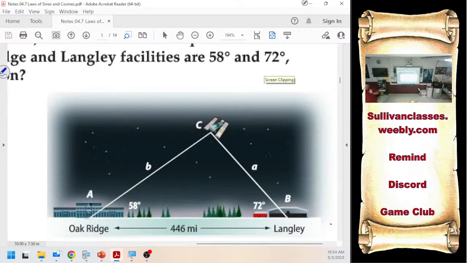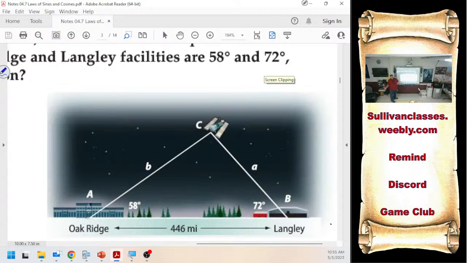So if they say that the angle of elevation from the lab to the satellite is this, and from the research center, going through all your private data, from Langley up to the satellite is 72, and those two towns are 446 miles apart, go find blah, blah, blah, solve the triangle. You can do that, right? Yeah. What's missing for us to start?